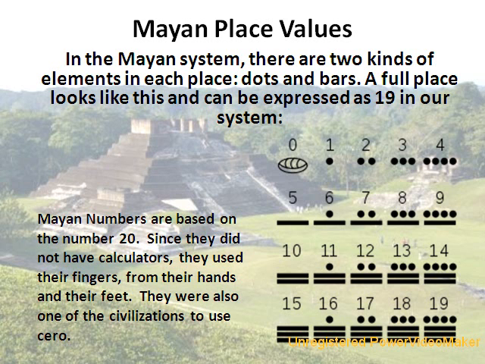7 will be 5 plus 2, a bar and 2 dots, and 8 will be a bar and 3 dots, and so on. To create a 10, they will use 2 bars, 5 plus 5. To create an 11, it will be 5 plus 5 plus 1, and so on all the way to 14. For 15, they will create 3 bars, 5 plus 5 plus 5. For 16 will be 3 bars and a dot, 5 plus 5 plus 5 plus 1, all the way to 19.